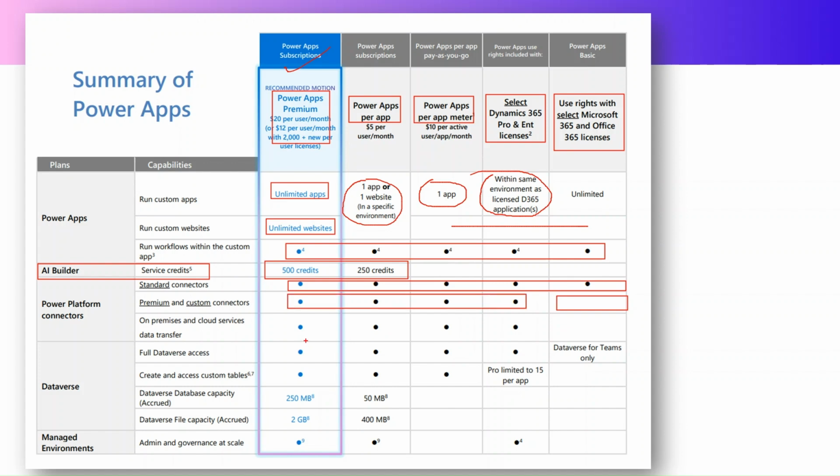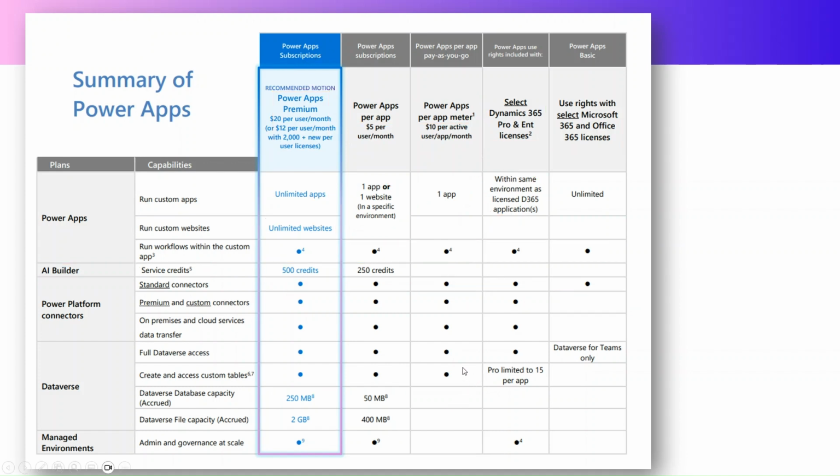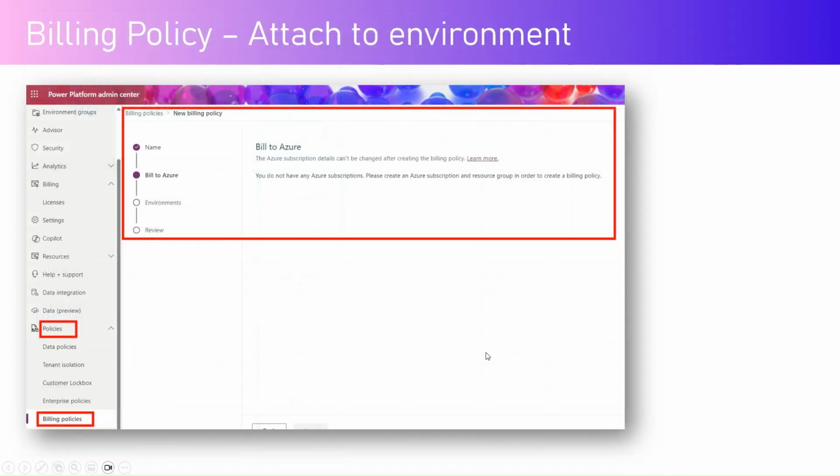And then there are other things like you get a Dataverse database capacity and Dataverse data file capacity in Premium and Power Apps per app. Okay, but for the other SKUs, you may need to buy an additional capacity. So this is how you basically compare. There's a nice comparison given in that documentation. You can have a read through that.